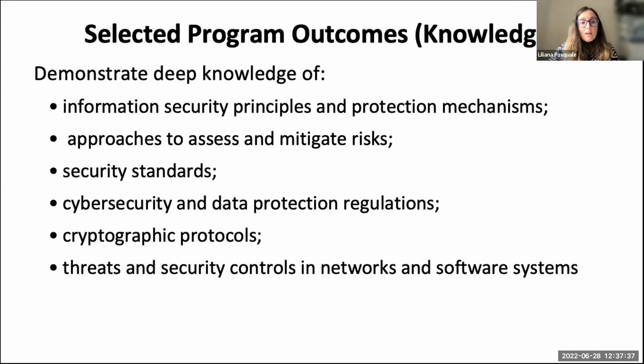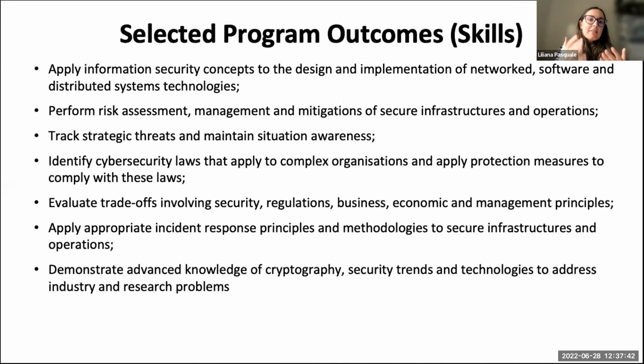There are a set of selected program outcomes in the skills dimension. These are abilities that we want the students to develop. For example, the application of information security concepts to the design and implementation of networked, software or distributed system technologies; the ability to perform risk assessment, management and mitigation to secure, for example, infrastructure and operation; being able also to track strategic threats and maintain situational awareness; also being able to identify security laws that apply to complex organizations and apply protection measures to comply with these laws, and also evaluate trade-offs between security, regulation, business, economic and management principles.